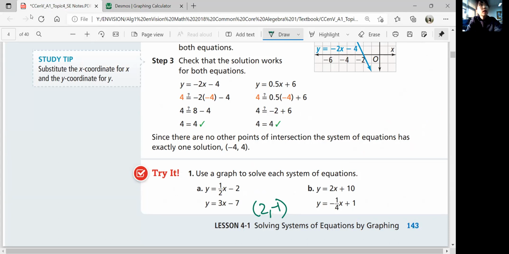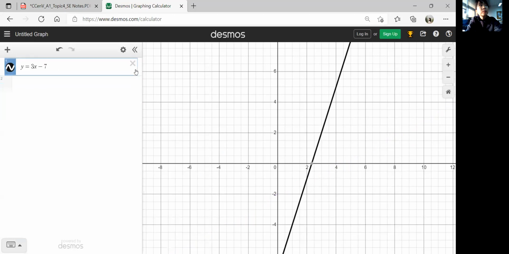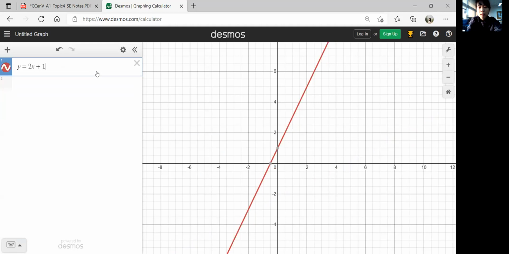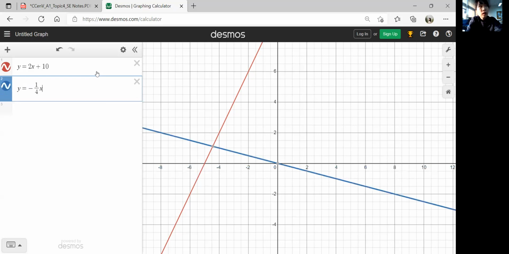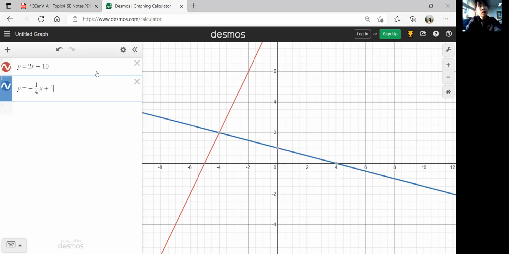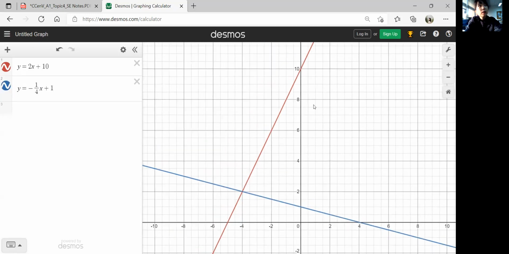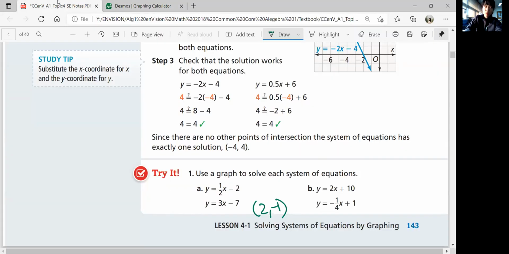What about part B? Let's draw part B. Okay, your first equation is y equals 2x plus 10. Second equation is y equals -1/4 x plus 1. Okay, so the first one has a y-intercept of 10. It has positive slope, so it's going up from left to right. Your second line has a y-intercept of 1, and it has a negative slope. And they intersect at this point, which is exactly (-4, 2). That is your solution.